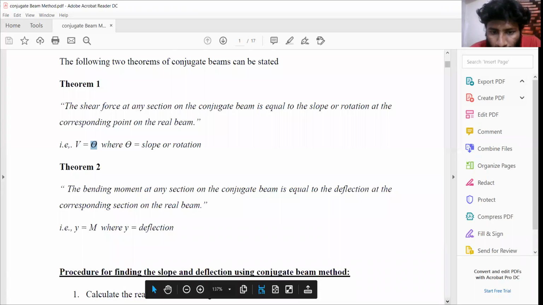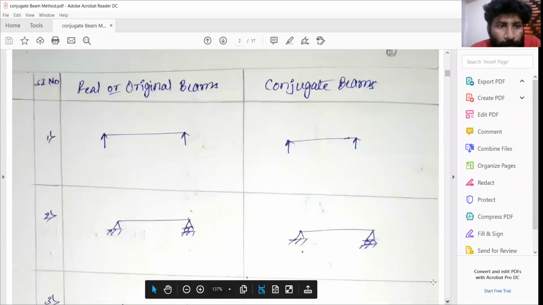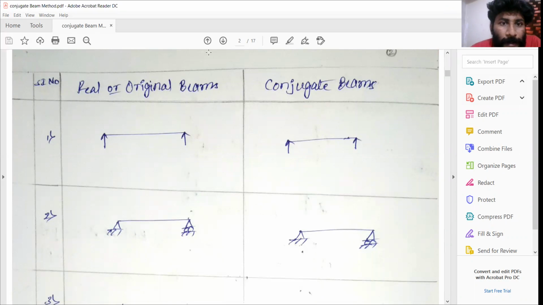So I will move on to the same diagram which I discussed here. Theorem 1 says that this is a simply supported beam, and I want to find the slope at this section. To find the slope at this section, first we have to convert this real beam into a conjugate beam. The conjugate beam is loaded by the M by EI diagram.